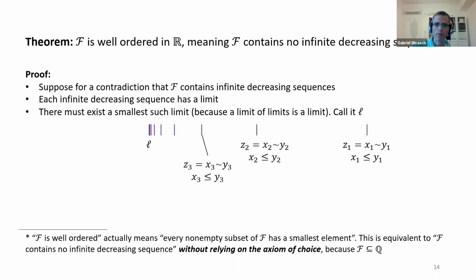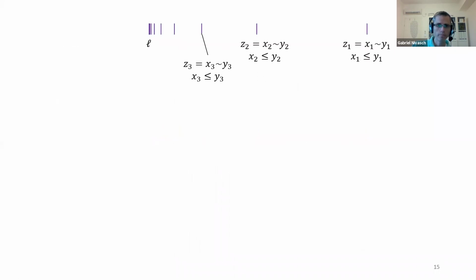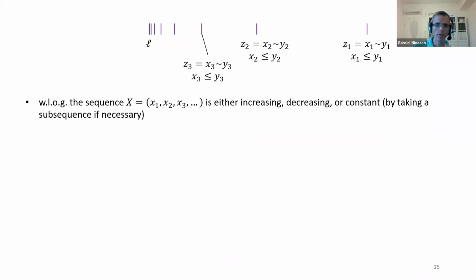And all these fusible numbers are obtained by fusing two fusible numbers. So z1, z2, z3 are obtained by x1 fuse y1, x2 fuse y2, x3 fuse y3, where we assume x is the smaller of the two. And so without loss of generality, you can assume that the sequence x is either increasing or decreasing or constant by taking a subsequence if necessary. For example, you can get that by applying the infinite Ramsey theorem.